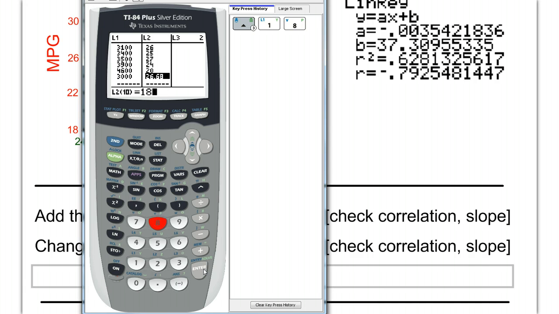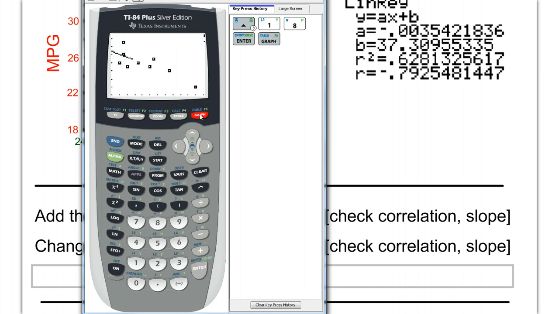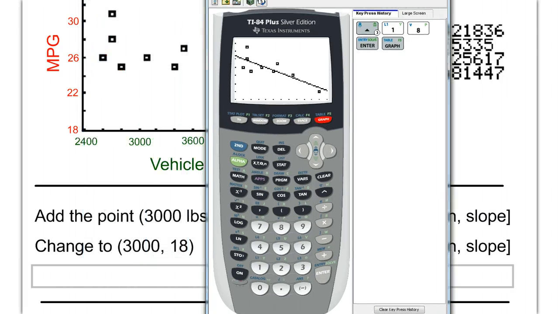If we were to jump straight to our graph just to see what this would look like, you actually don't see it on the graph. It gets cut off visually unless we rezoom. So we do zoom 9, and there it is. There is our new value that we just added, significantly below the line. And let's see how that affects things.